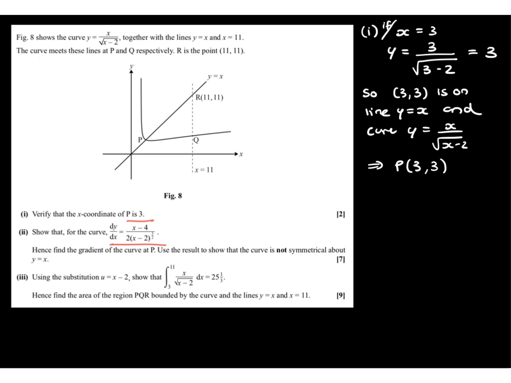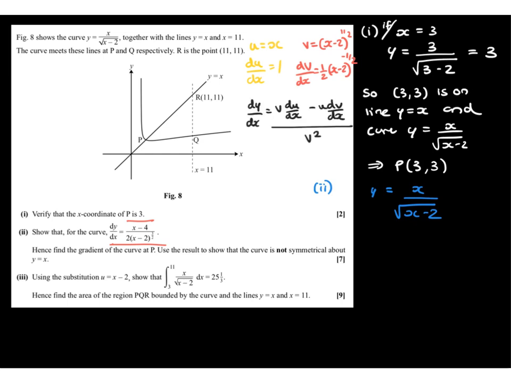So we are differentiating y equals x over the square root of x minus 2. So I'm going to do this using the quotient rule. I'm going to say that u equals x, which gives me du by dx as 1. And I'm going to say that v is equal to x minus 2 to the half, which gives me dv by dx is equal to a half x minus 2 to the negative a half, applying the chain rule. Now, let's write down the quotient rule. Then all we have to do is substitute into this very carefully.